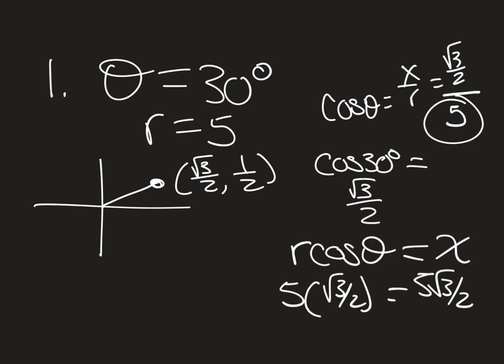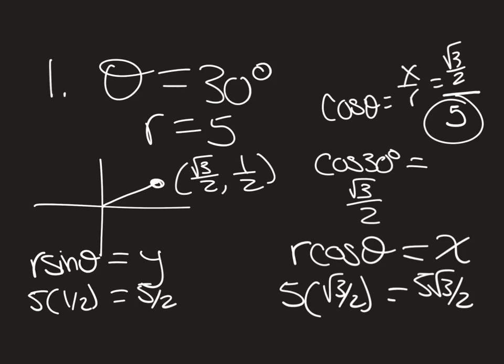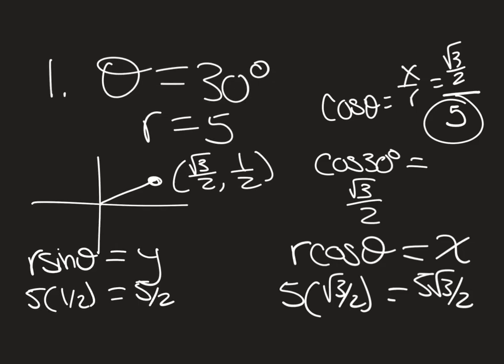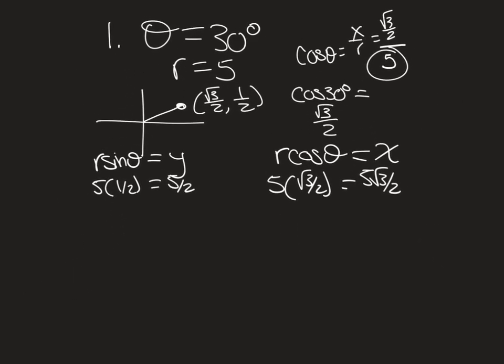And we're going to do the same thing for y. We're going to do r sine theta is going to give me my new y value. So I'm going to do the r, which is 5, times 1/2. So it's going to give me 5/2. So for number 1, my answer is going to be that my ordered pair is my x piece, 5 root 3 over 2, comma, 5/2, my y piece. That's the answer to number 1.